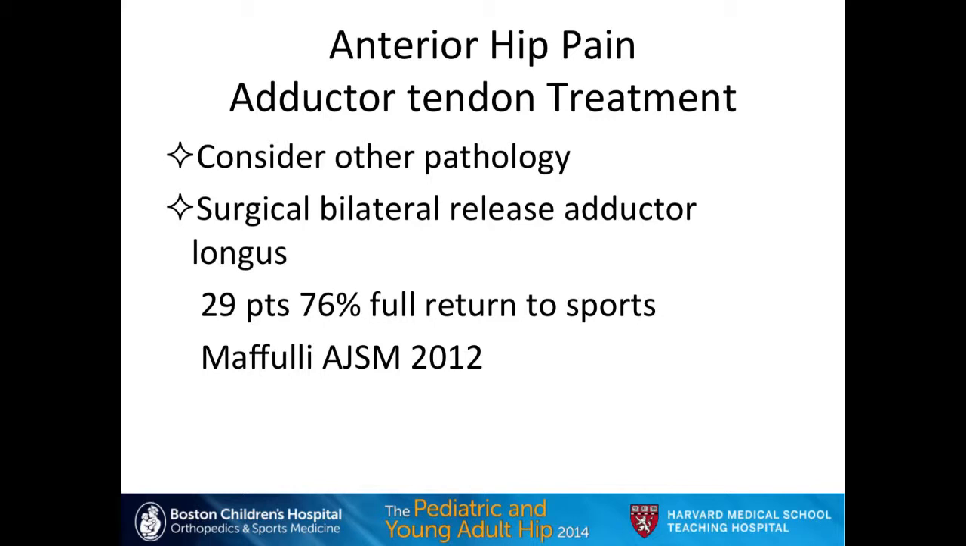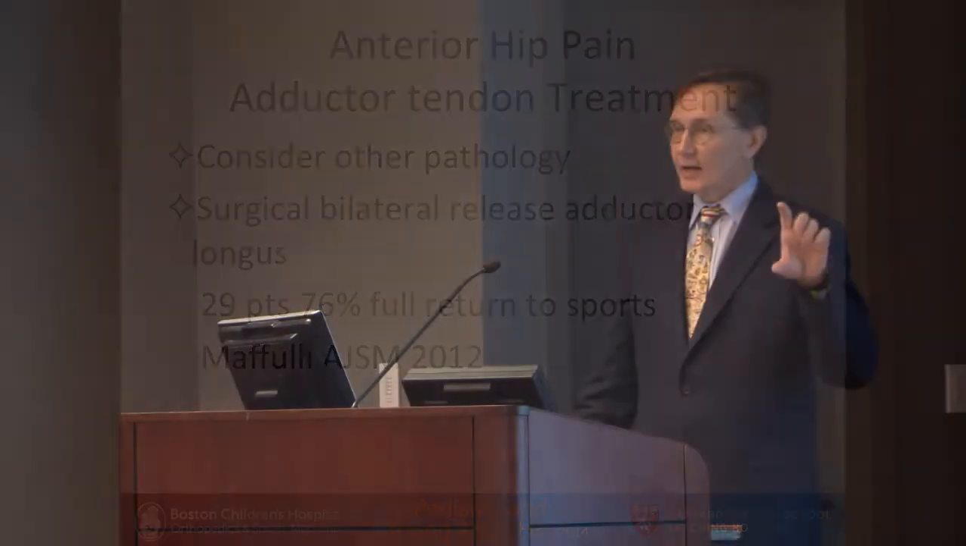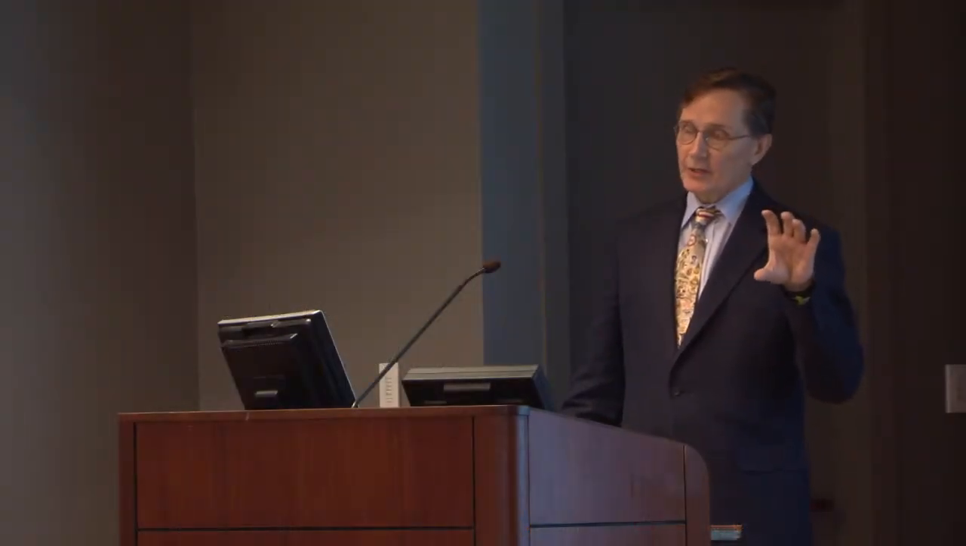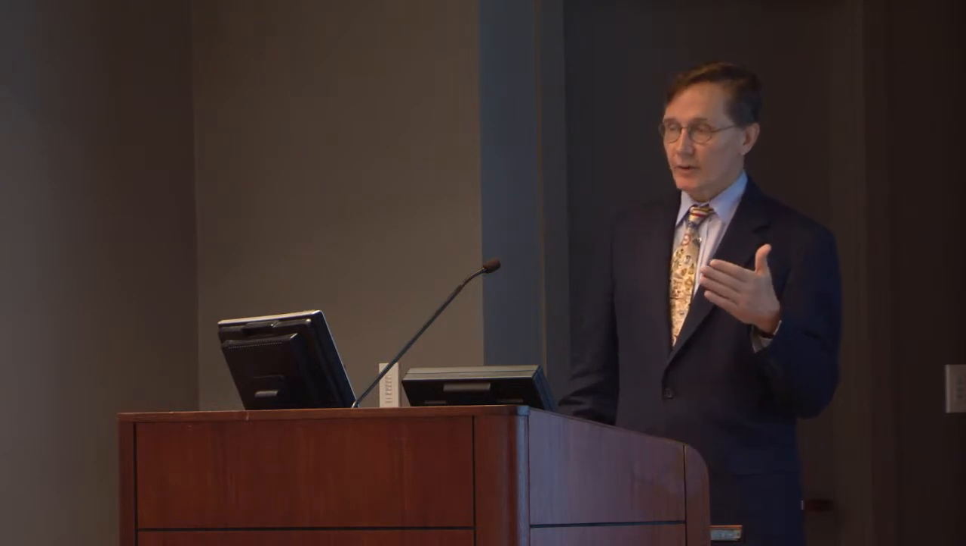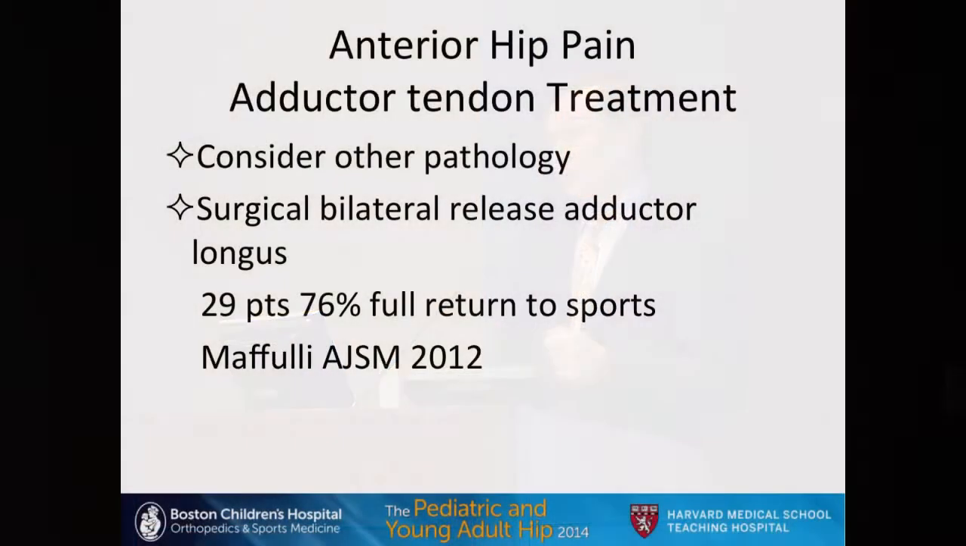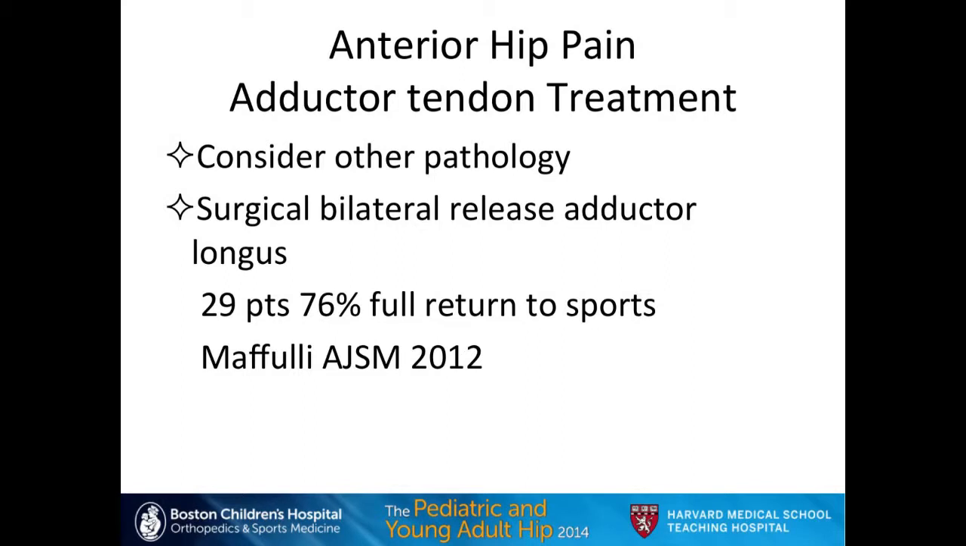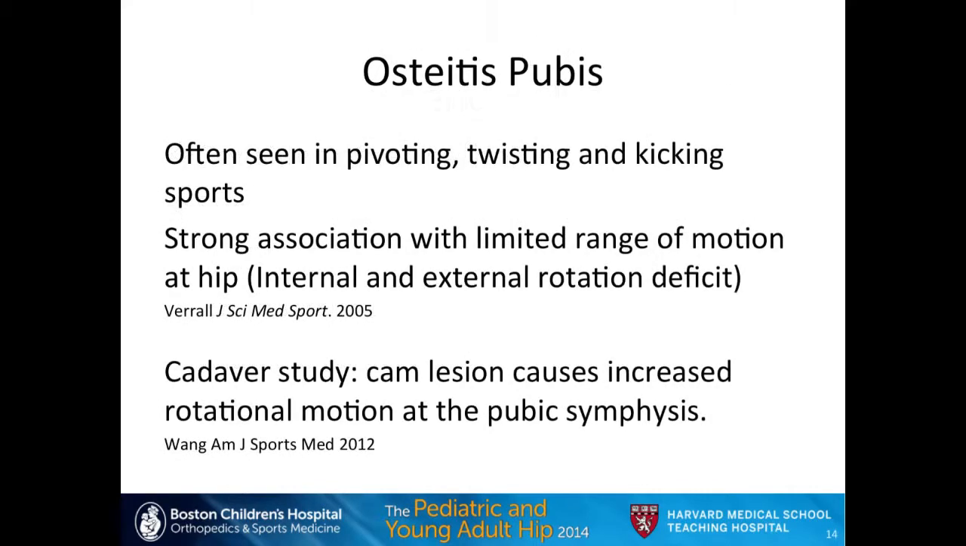And of course, you always have to consider other etiologies, because FAI syndrome can certainly be associated with this as well. And then I just make a point that active stabilization, per Holmich, has also shown that more active strengthening of the adductor is one of the best treatments for it, but that ultimately you can do a surgical release of the bilateral adductors, even for unilateral pain, with a pretty good 76% return to sport, which Mafuli reported in 2012.